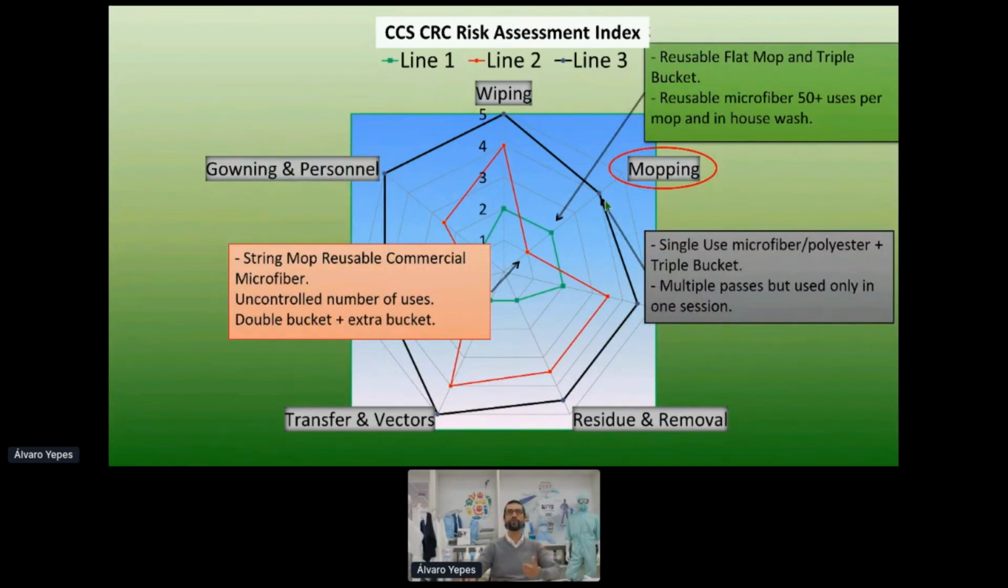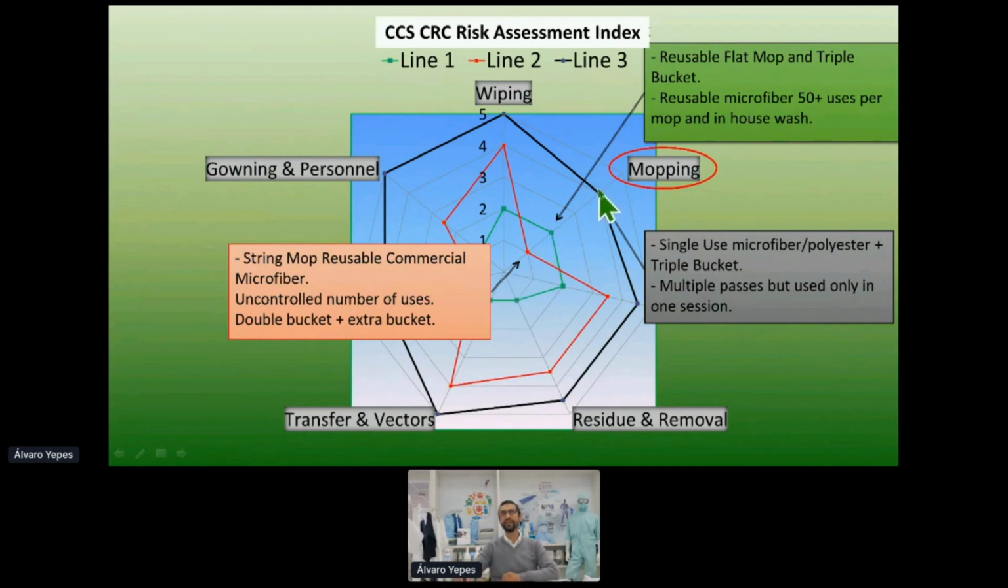So for example, if we identify that in our line number 2, we're using a commercial string mop, we use it only once. Sometimes the operator reuses it without any control, and we use a double bucket and a rinsing bucket. So that creates a lot of risk in terms of fibers, in terms of cross-contamination issues, and in terms of not being able to properly cover the floor.